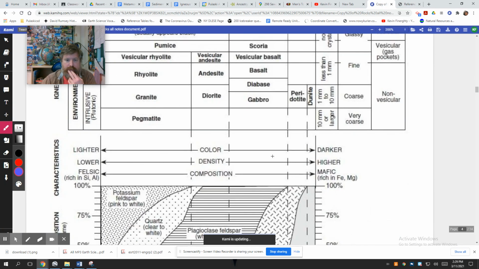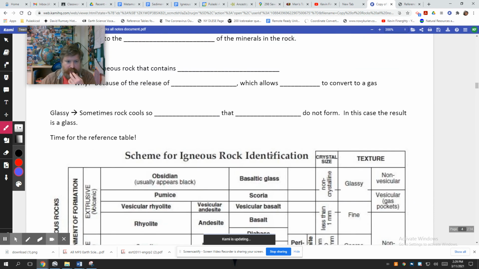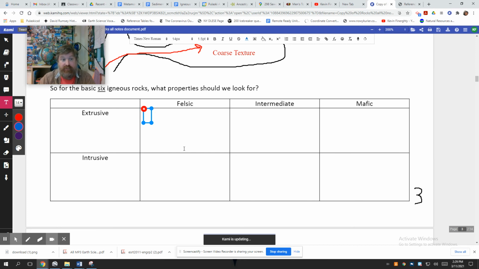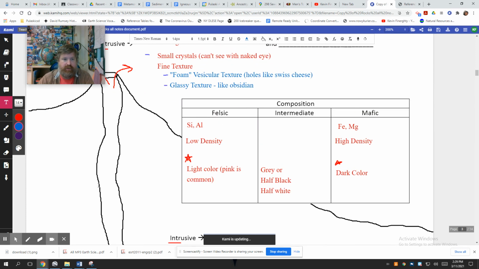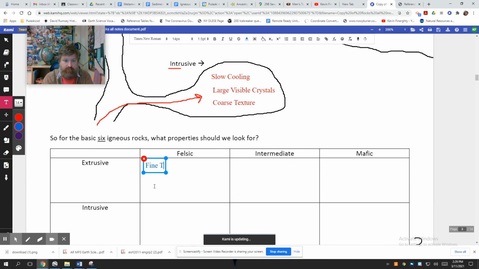All right. So I think I'm going to stop quick. Well, no. I'd like you to do this. Here's what I'm saying. I'm going to do one of the 6 for you, and then I'm going to stop this video, and I'd like you to finish the other 5 boxes. So if it's extrusive, what's it like? If it's felsic, what's it like? Extrusive in general is going to be a fine texture. Felsic is going to be a light color.